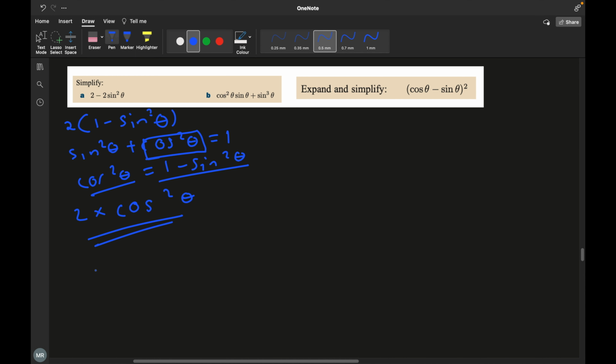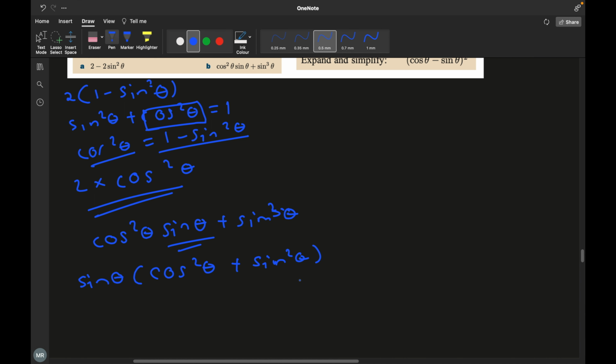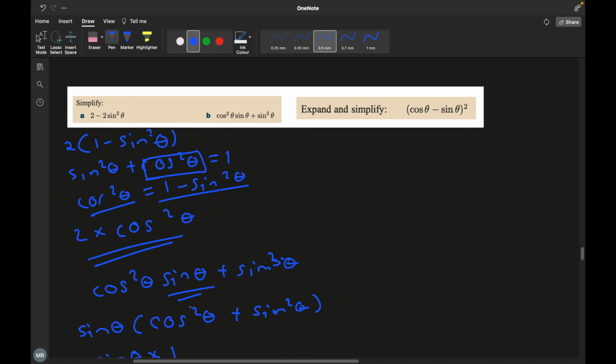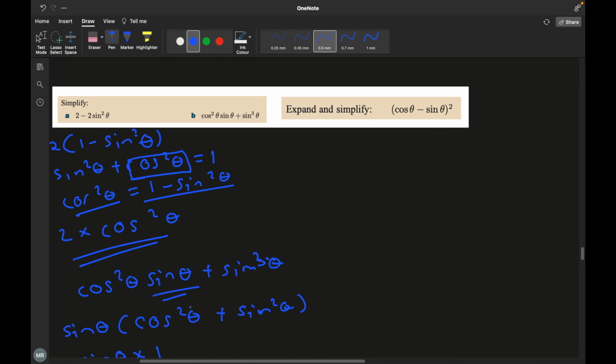Now let's look at part B. We have cos squared theta into sine theta plus sine cube theta. Now let's take out sine theta. Let's factor this. It's going to be cos squared theta plus sine squared theta. This would be 1 because we've learned that. So it's going to be sine theta into 1, which is essentially sine theta. I hope this chapter is becoming easier and easier to understand.